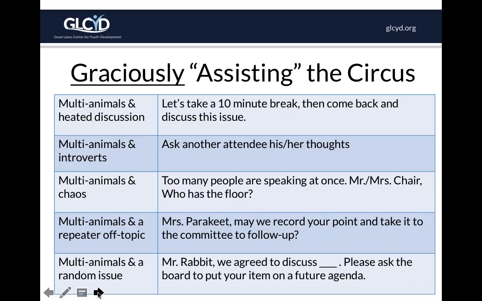Let's say it's just in general chaotic. You have too many people talking at once. The process is starting to get confused. You could even call it out, name what's going on. Name, don't lay blame, but name it. You could say, Mr. or Mrs. Chair, let's all agree on who wants to go first, whatever's appropriate for the meeting that you're in.